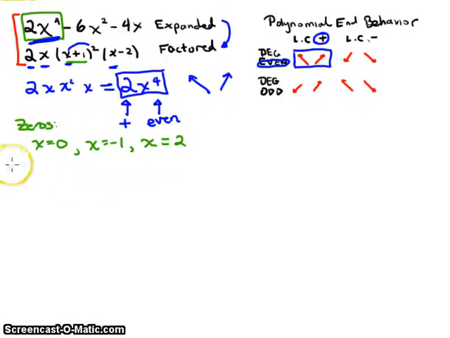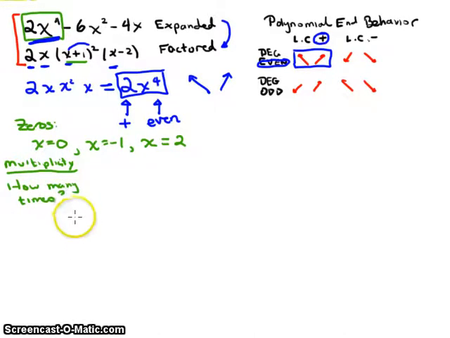Now the other thing I want to list here is the multiplicity of each zero. And what I mean by the multiplicity is how many times does this factor appear.